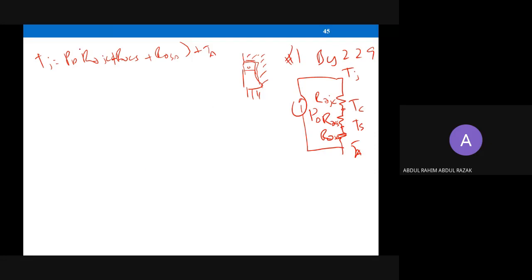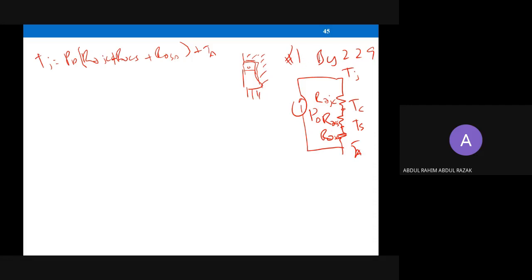So each value for the material or for the component here comes from a different datasheet actually. This one comes from the manufacturer of the device. This one comes from the manufacturer of the thermal pad. This one comes from the manufacturer of your heatsink.